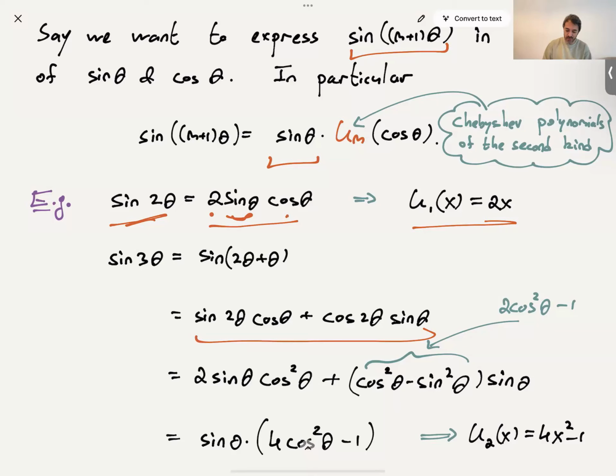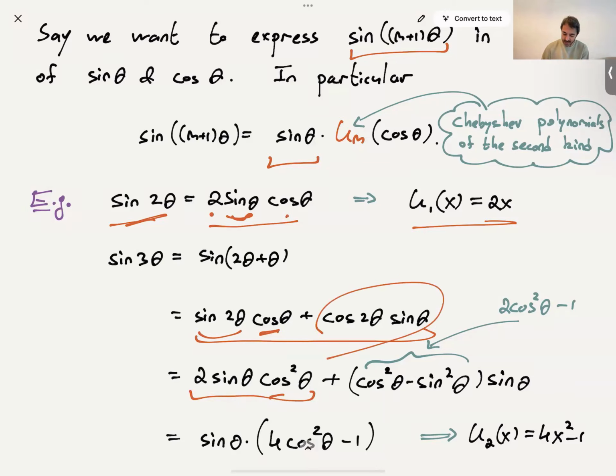So, what did I do here? I used again the sine 2 theta to get 2 sine theta cosine theta, and I multiplied it by the extra cosine theta that you have here. So that looks good. It's a sine theta times a polynomial in cosine.